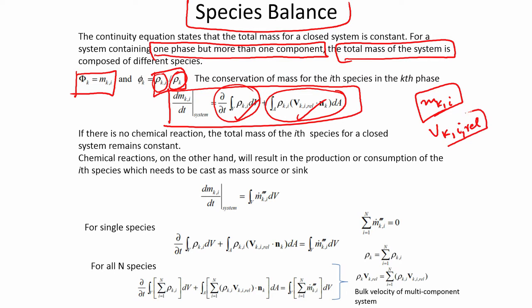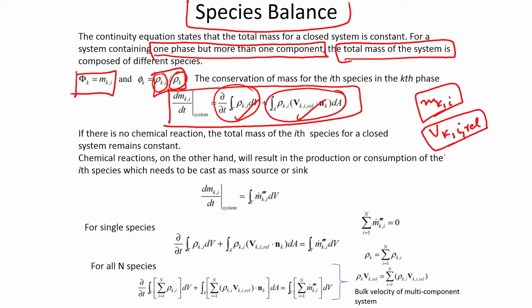That means this is the velocity of the ith species in the kth phase, the relative velocity basically of the ith species in the kth phase, and this rho ki is nothing but the density of the ith species in the kth phase. Okay. So, if there is no chemical reaction, for example, the total mass of the ith species remains constant.